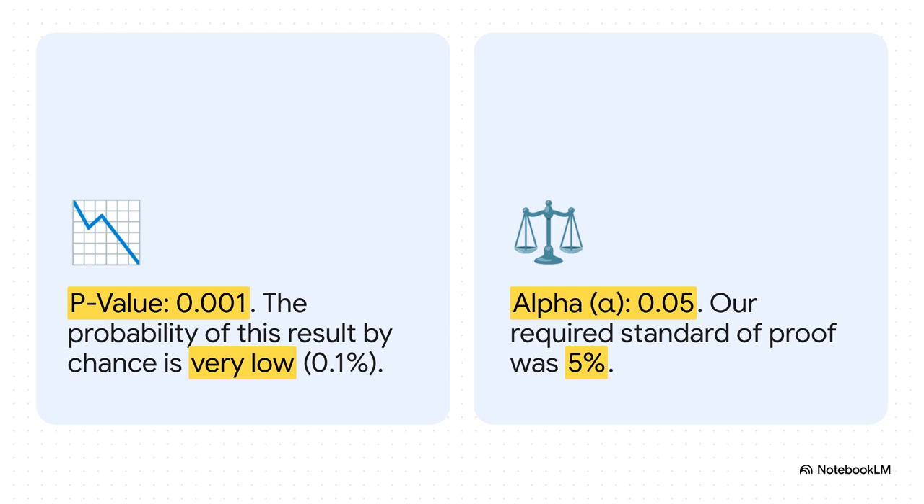So, back to our manager. The p-value calculated from his sample data was 0.001. That means there was only a 0.1% chance of seeing castings this hard if they were truly no better than the old ones. Since 0.1% is way, way smaller than the 5% standard of proof we set, the verdict is in. Reject the null. The evidence is strong enough to conclude the new supplier is the real deal.